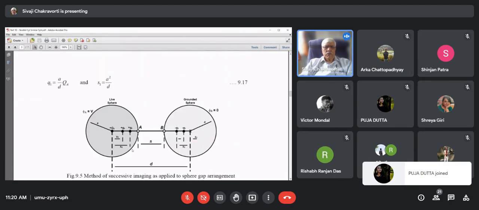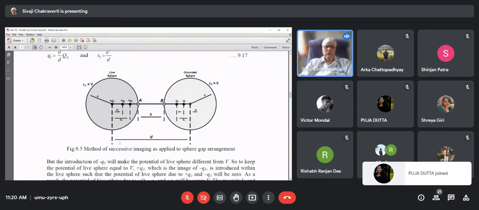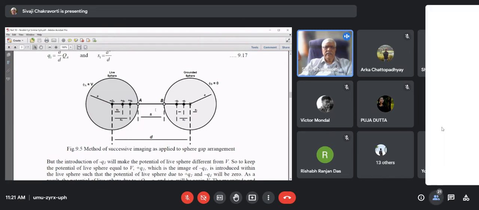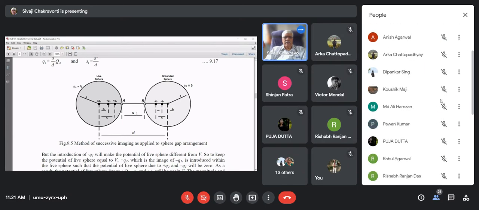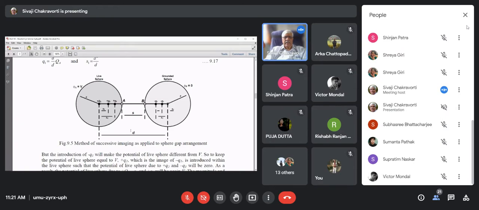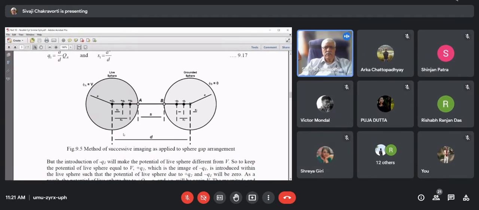But now comes our problem. What is it? That we are not having one charge and one grounded sphere. We are having two spheres. One is a live sphere, the other is a grounded sphere. This is our sphere gap arrangement. And this S, in this particular case, figure 9.95, we call it the sphere gap distance. And D is the distance between the two centers of the spheres.